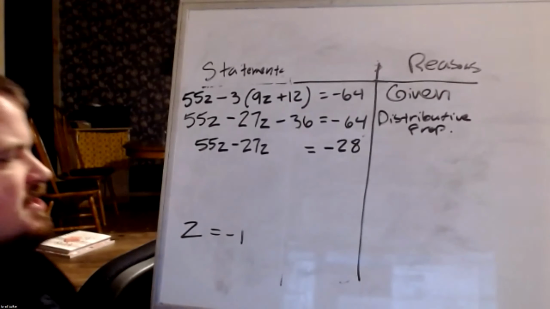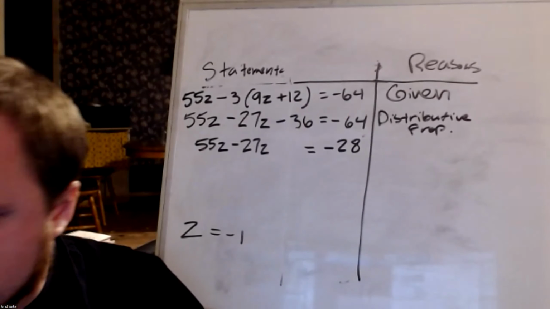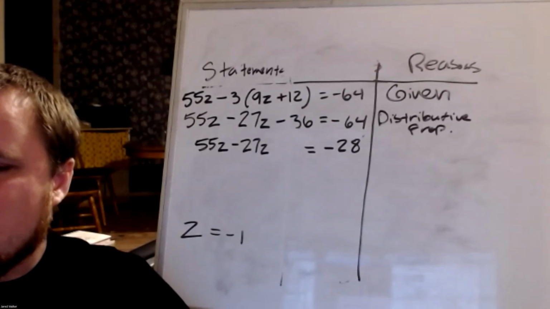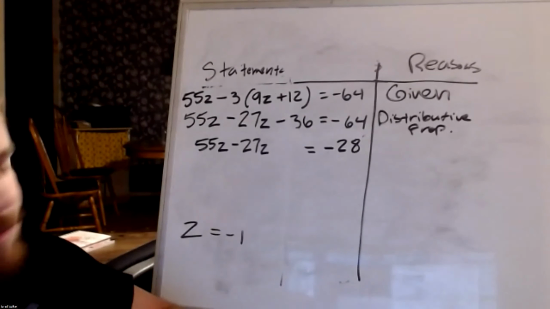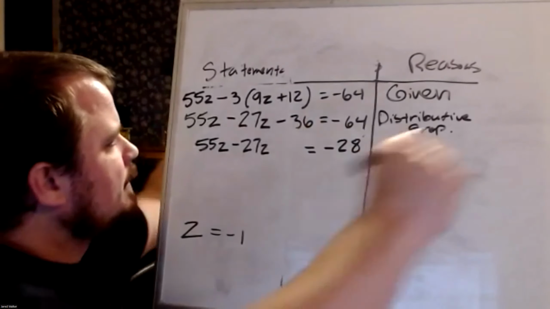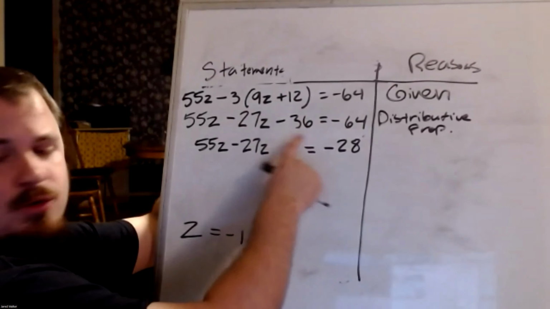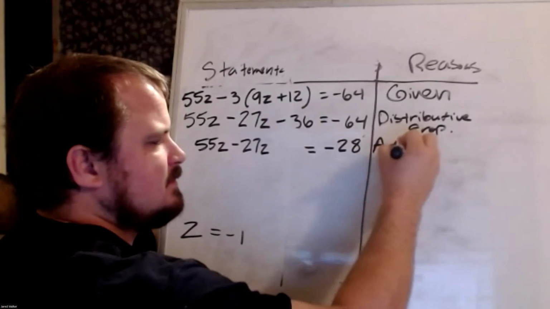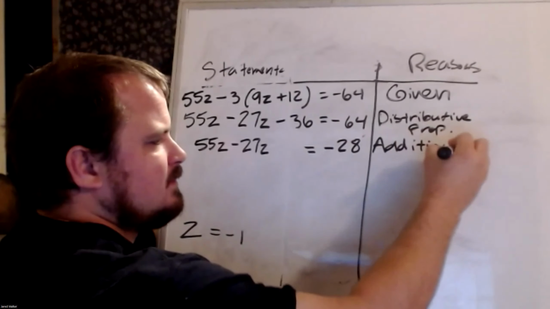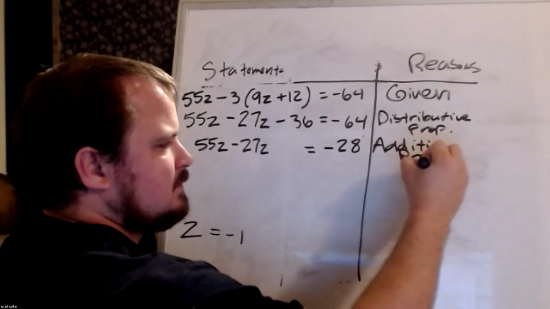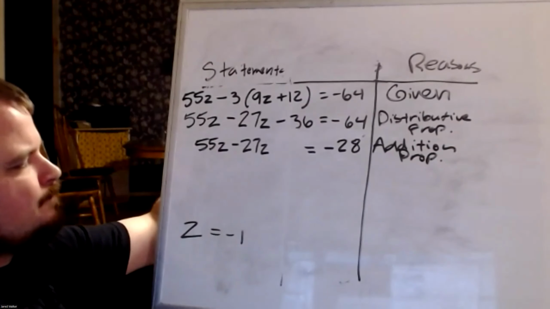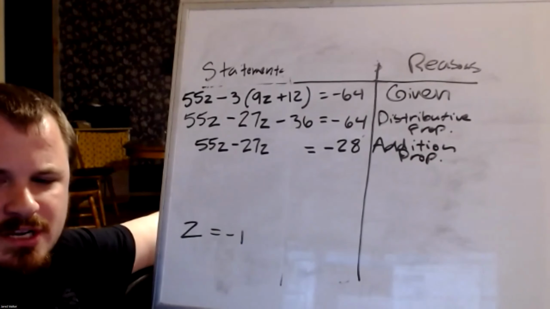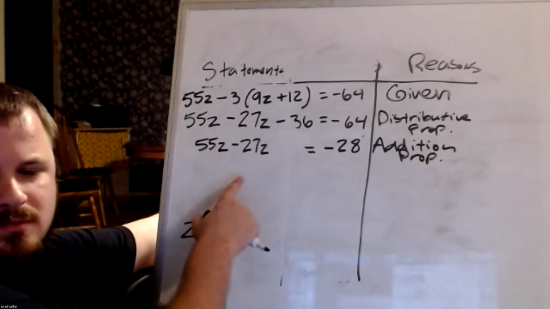Okay. This is a step that can be very, very strange. Oh, I didn't write my reason. What did I do on both sides? I used the addition property. Okay. So what you need to do now is we need to combine these like terms.